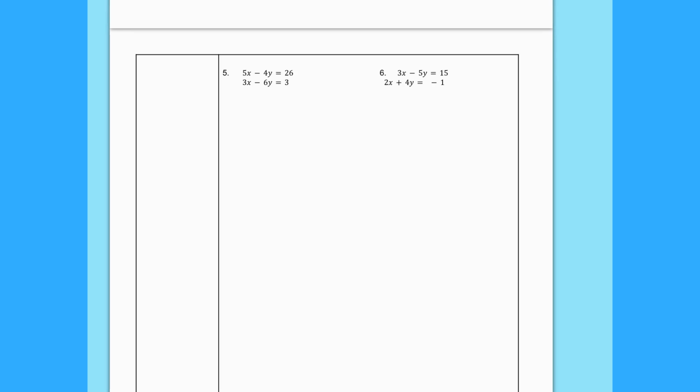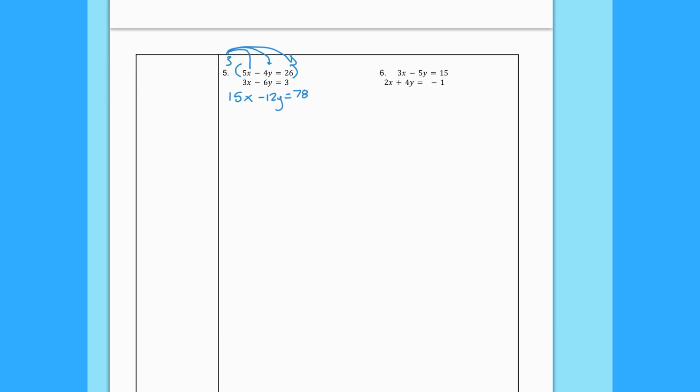So let's make the top one be positive. Then I would need to multiply this by positive 3. So we get 3 times 5x, there's my positive 15x. And I just keep multiplying. 3 times negative 4y is negative 12y, equal sign. And then 3 times 26 is 78.